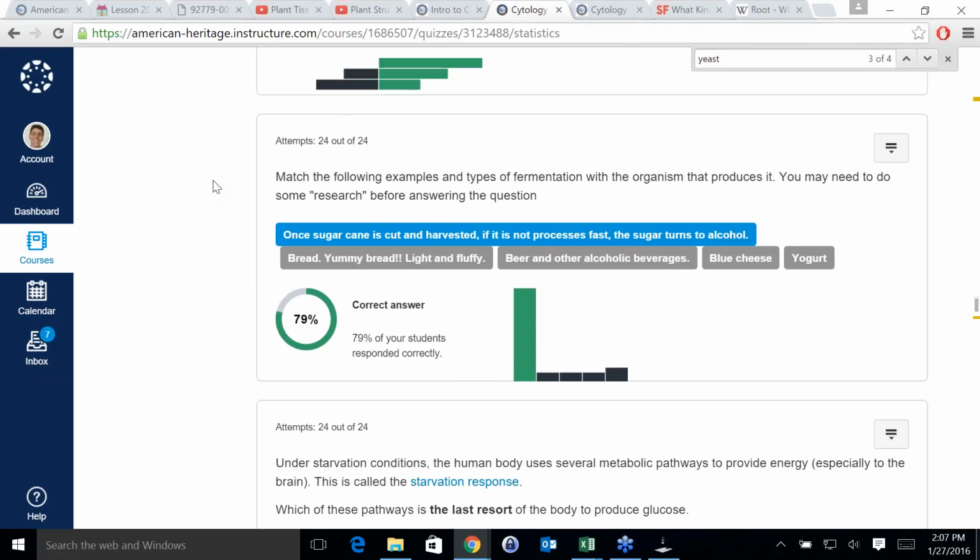Check. Nathan, yeast, bread. So if there's a problem, I can change the points on the question and everything. No problem with that.